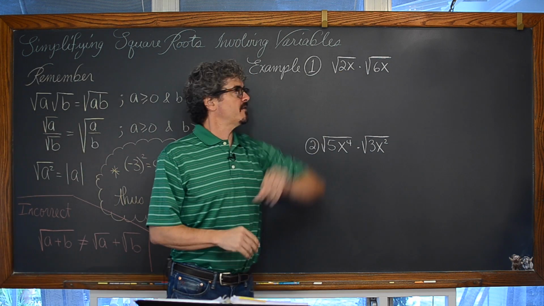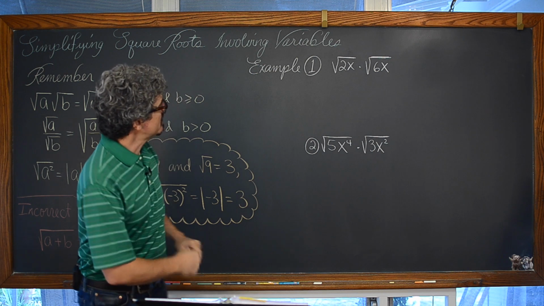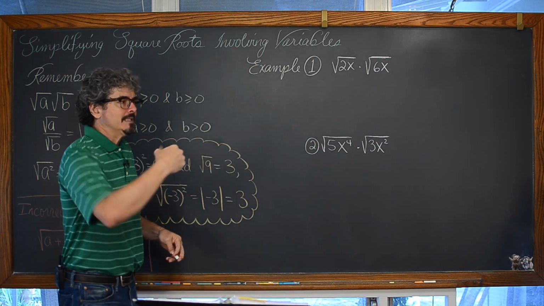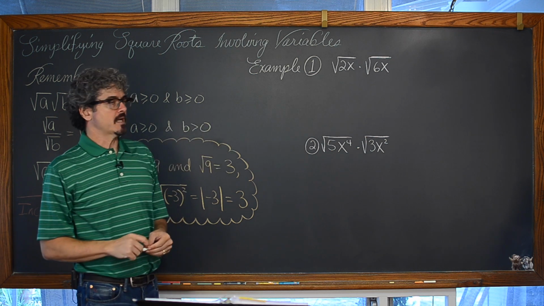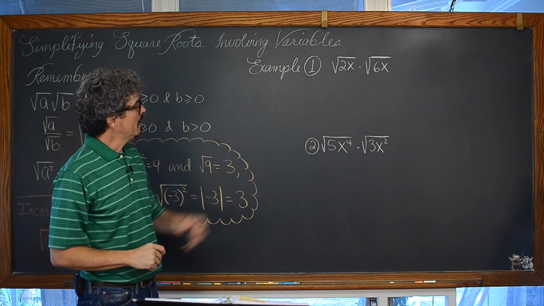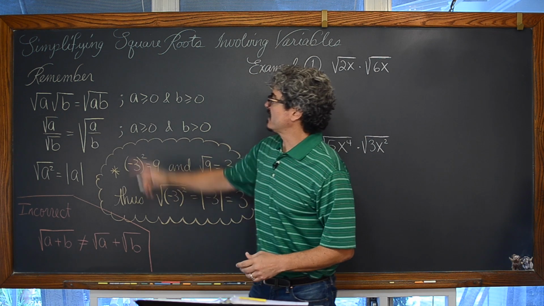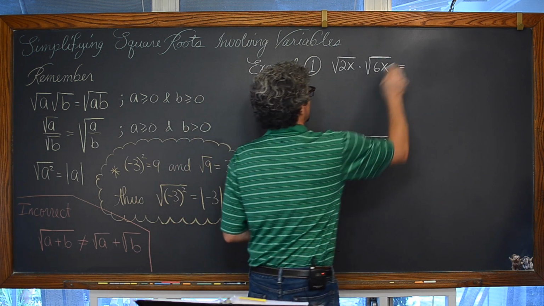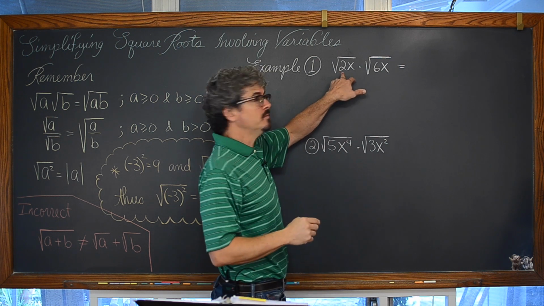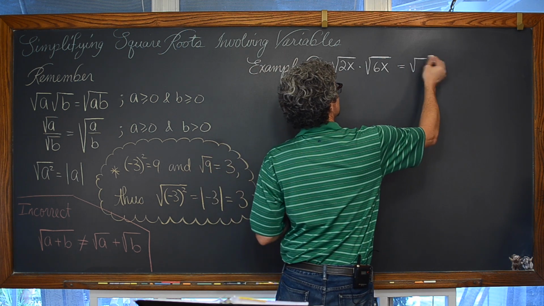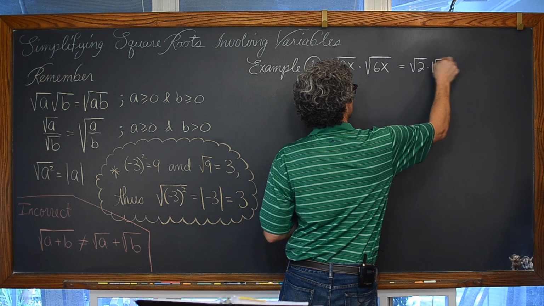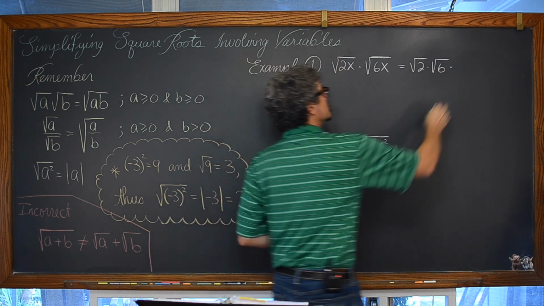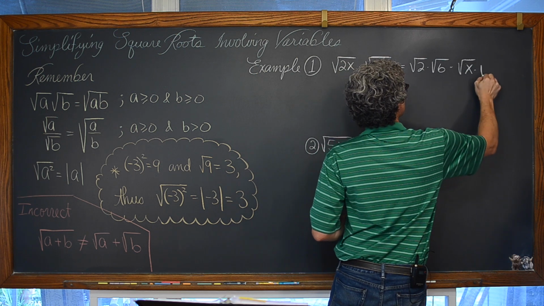Example number 1, we have the square root of 2x times the square root of 6. And we go from simpler to more complicated examples through the video. Okay, well, we can use this multiplication property for square roots and just multiply these together. We have the square root of 2 times the square root of 6, and then that is going to be multiplied by the square root of x times the square root of x.